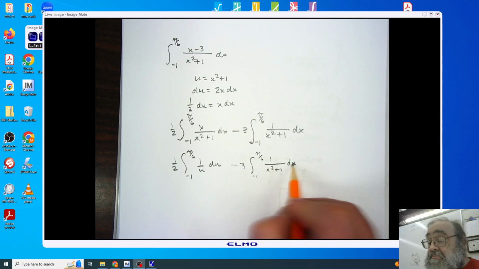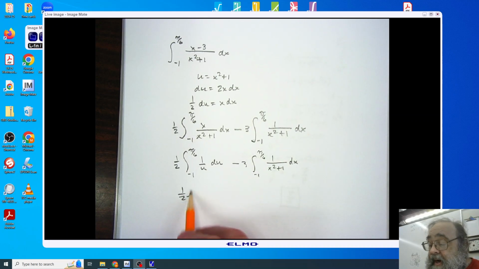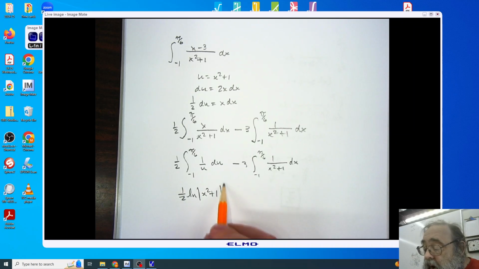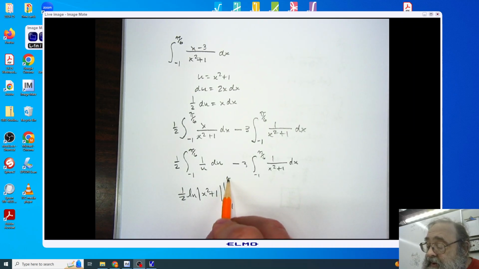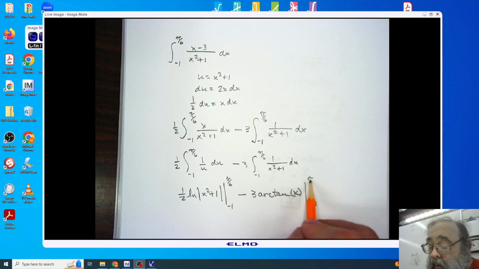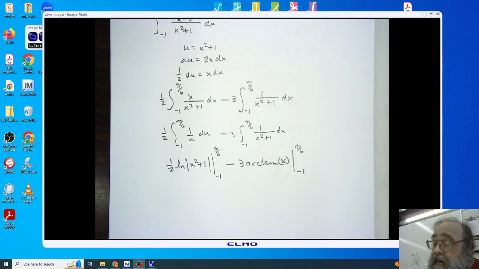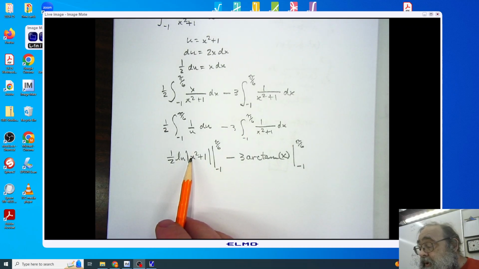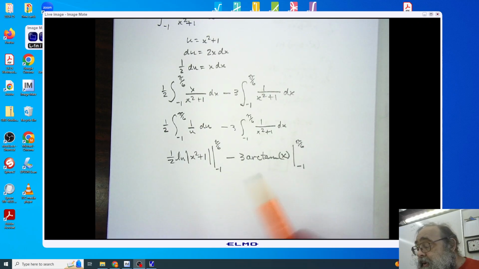And then we just do the 2 pieces. 1/2 the natural log, and I have my x squared plus 1 from negative 1 to pi over 6, minus 3 arc tangent of x, once again from negative 1 to pi over 6. Now I used my calculator at this point, recognizing that I'm looking at ugly pi squared over 36 plus 1 for a natural log, and I don't know what that is, any more than I know what the natural log of 2 is when I try to subtract.